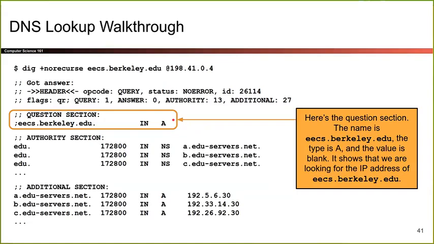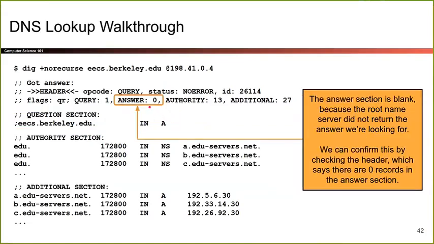So fingers crossed. Okay. Now, where's the answer section? I see question, I see authority, I see additional. Where's the answer? It's not there, it's blank. Why is the answer blank? Because root didn't know the answer. So if we check the header, we see there are 0 records in the answer section and it's blank because again, the root name server did not know the answer.